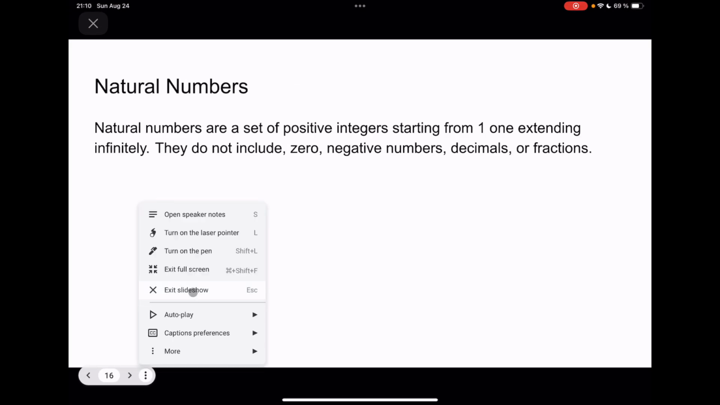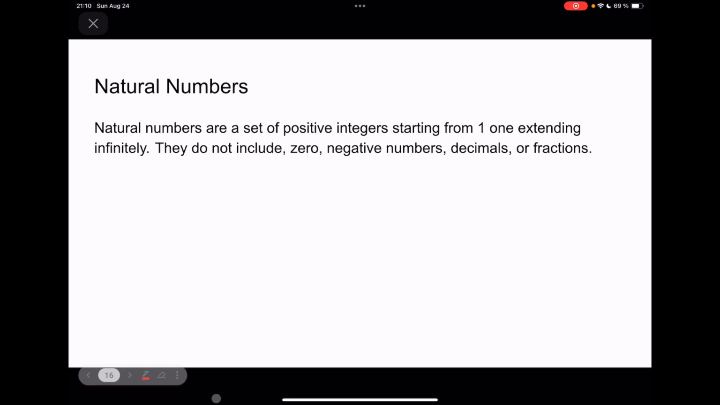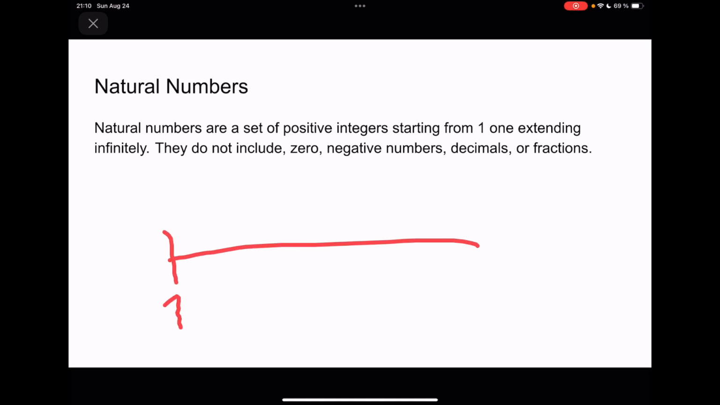Natural numbers are a set of positive integers starting from 1 and extending infinitely. They do not include 0, negative numbers, decimals, or fractions. So it is literally just what we learned previously, but without 0. Whole numbers, but without 0. So now this time, your number line will be starting from 1.